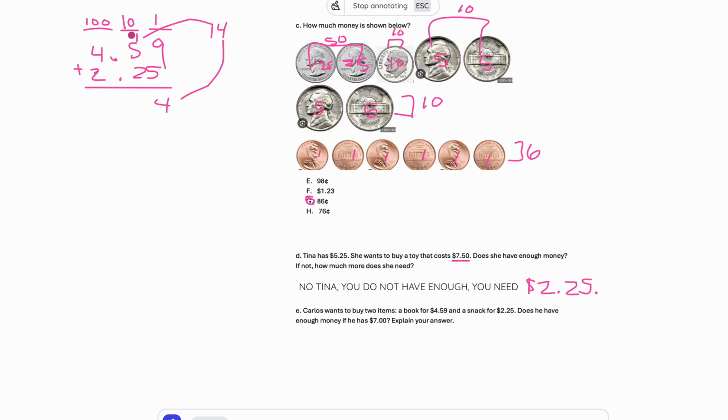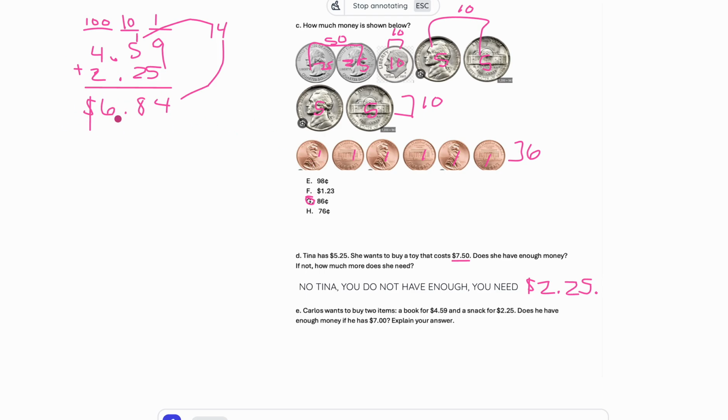5 plus 2 is 7, plus another 1 is 8. Our decimal point just comes right down. 8. 4 plus 2 is 6. So his total is $6.84. And now you guys are, I'm hoping, good third grade students. Once again, I'm going to check your math.